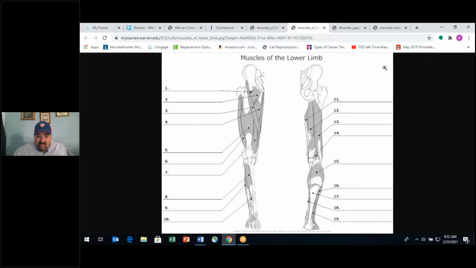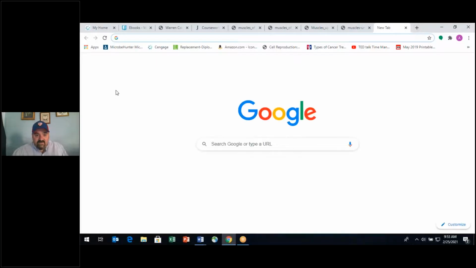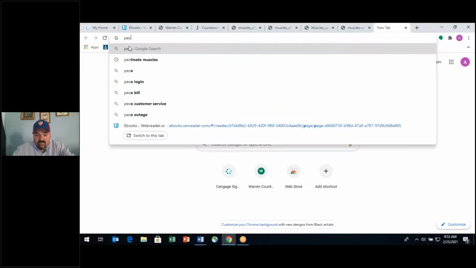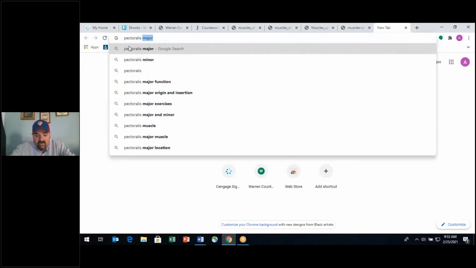And that, my classmates here, would be all of the muscles that you need to know, other than I didn't show you Gluteus Minimus and Pectoralis Minor. So let's do that. Let's look up Pectoralis Minor.